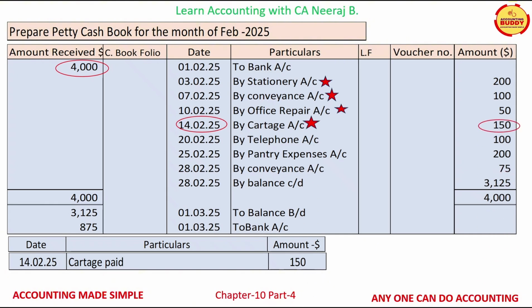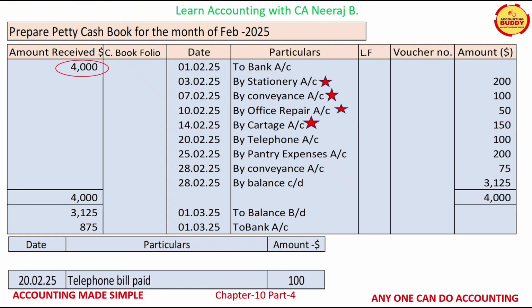On 20th February 25, the petty cashier paid a bill of $100 for telephone expenses. This transaction will be recorded on 20th of February 25 by writing the words by telephone account in the particulars column for $100.